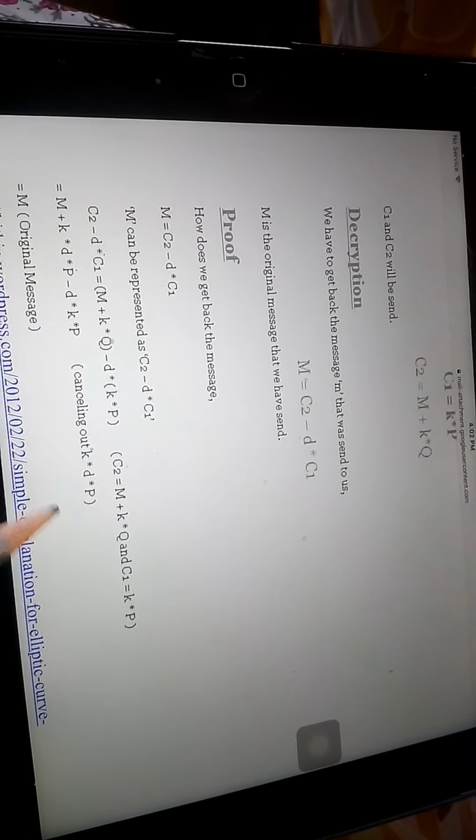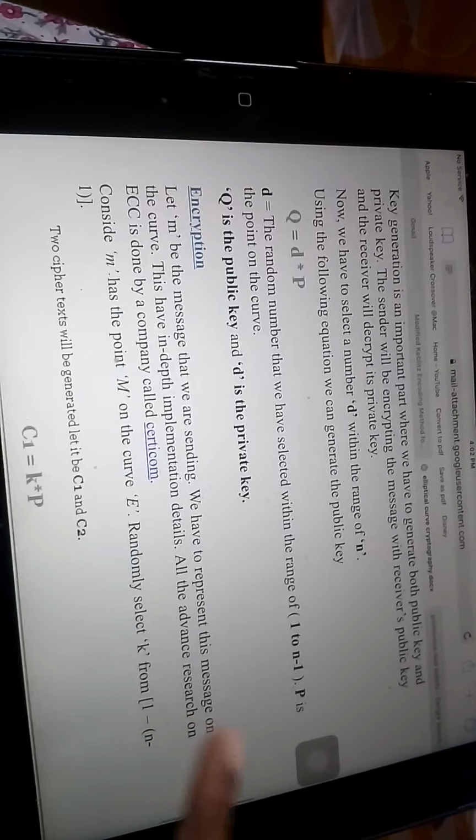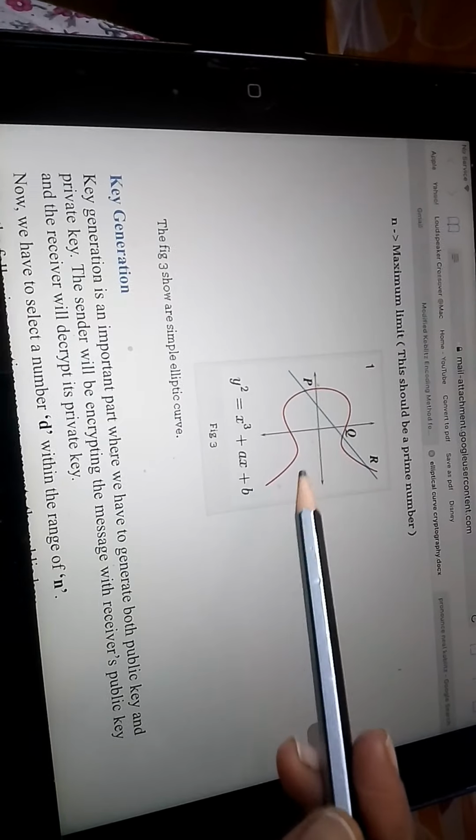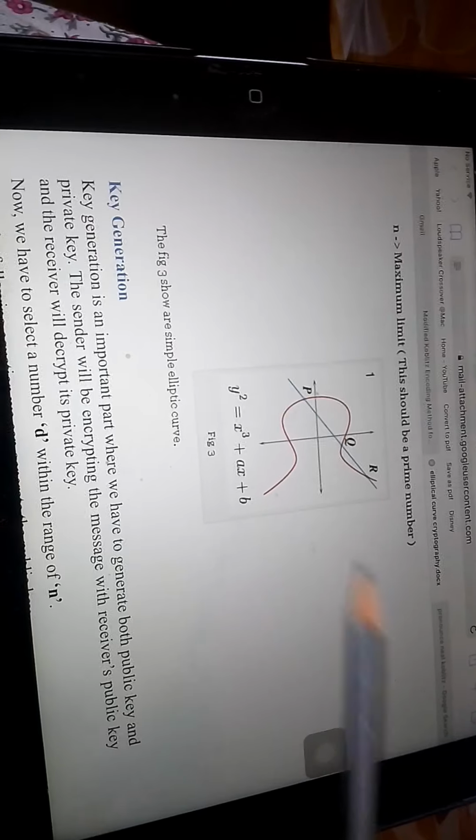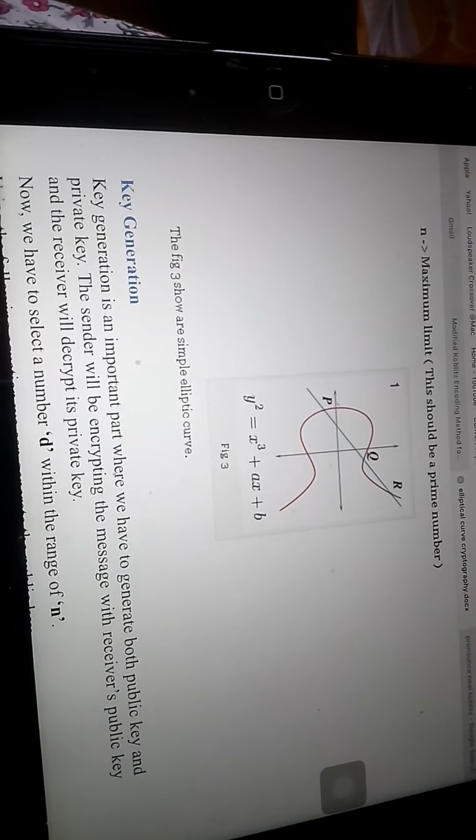And how are we going to map the message onto the elliptic curve? How are we going to map the message onto the selected elliptic curve? I'll be continuing this in the next video.